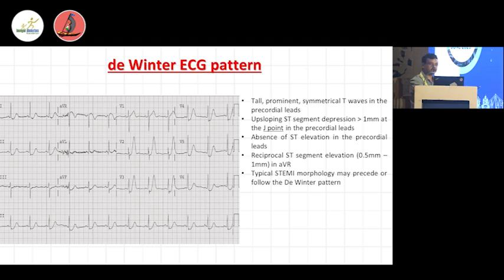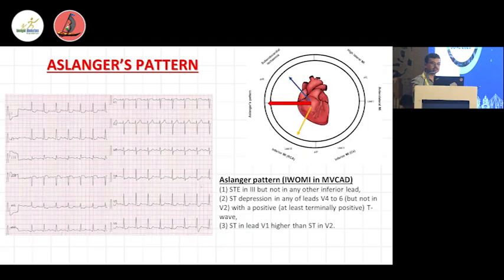What about the RV myocardial infarction? In 50% of inferior wall myocardial infarctions, when the occlusion is more proximal in the right coronary artery, before the acute marginal branch, you get this RV myocardial infarction.